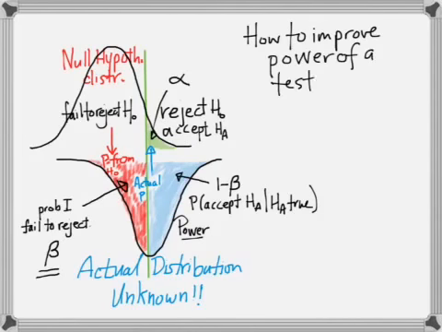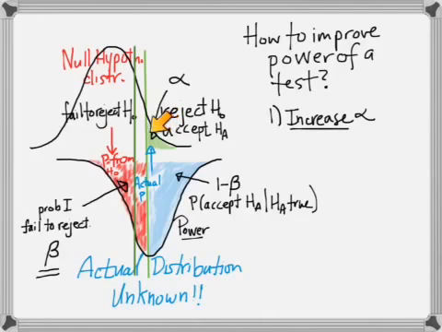How do I improve the power of the test? How do I improve the probability that I will reject the alternate given the alternate was actually true? So first, I could increase alpha. Let's think about what that will do. If I increase my alpha, then that means I'm increasing this green area.